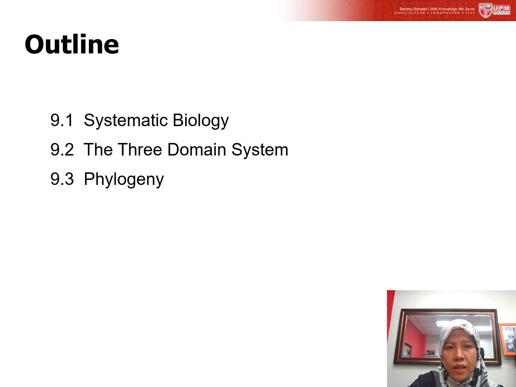Alright, these are the outlines under topic 9. 9.1, we will be learning about systematic biology. 9.2, the three domain system, and 9.3 about phylogeny.